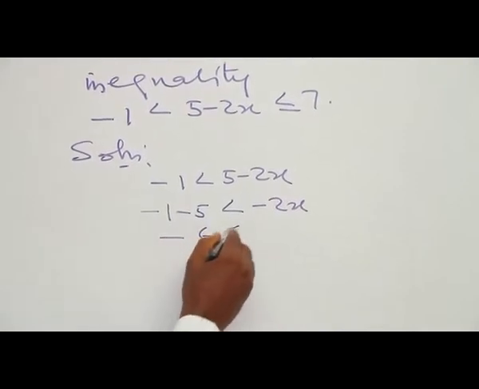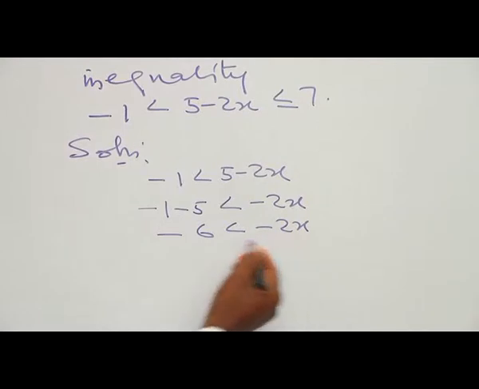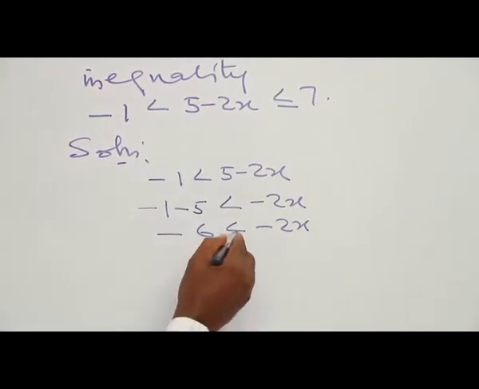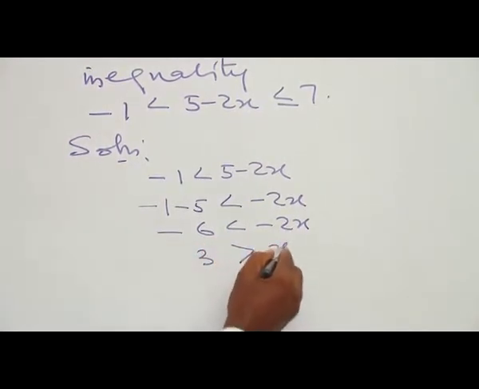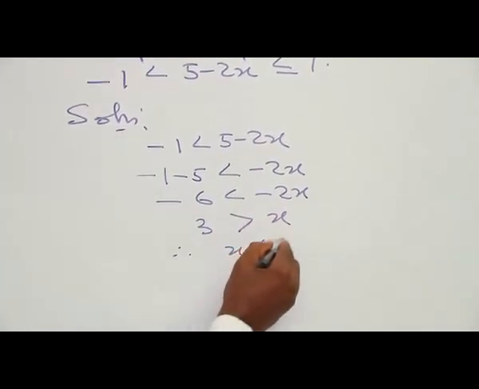This gives you -6 is less than -2s. Dividing both sides by -2, you will have 3 here. The symbol now will change, and then you have s. In other words, our s is less than 3.